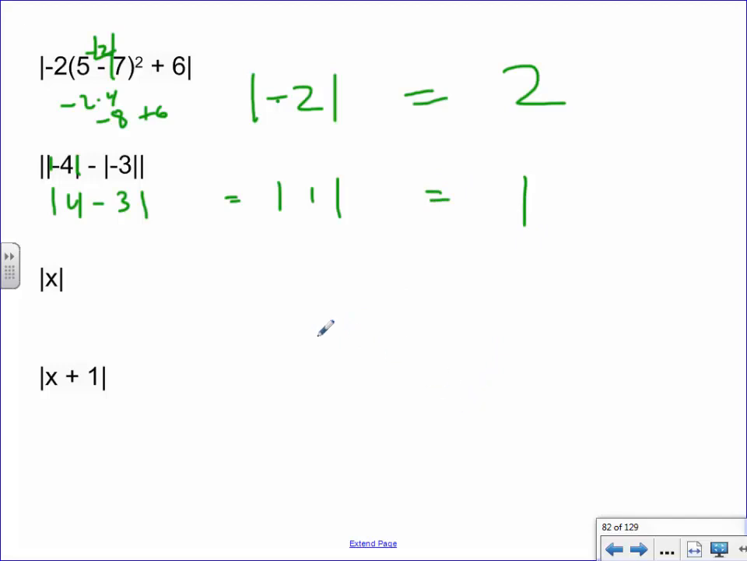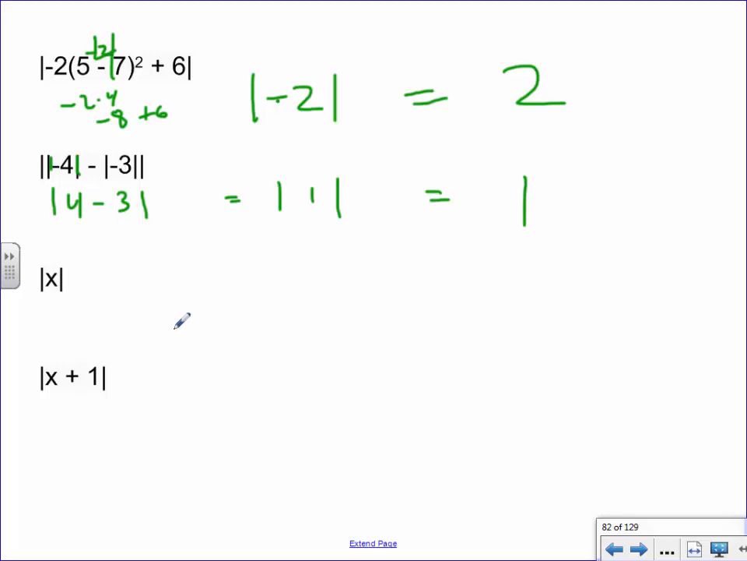A lot of kids look at this though and they say minus 4 minus minus 3, but that's not how it works. You have to individually, every time you see an absolute value, just change it to the positive number. Here's where things get challenging. What if I give you x? Because we need to get to the point of doing algebra, right? Well, what is x? X could be anything.